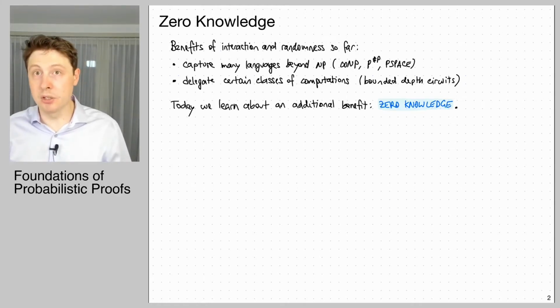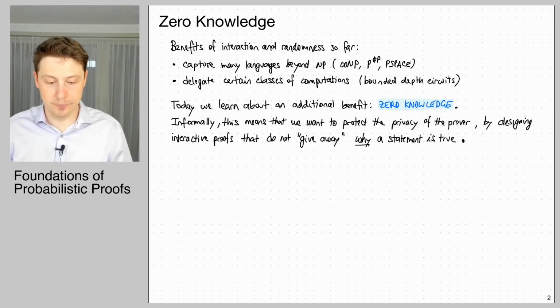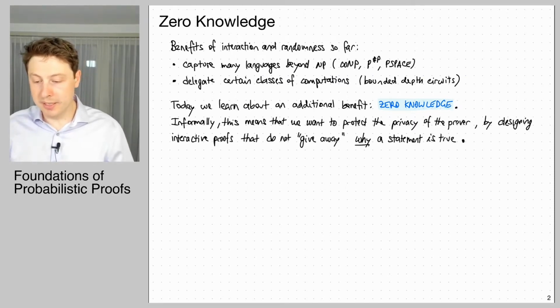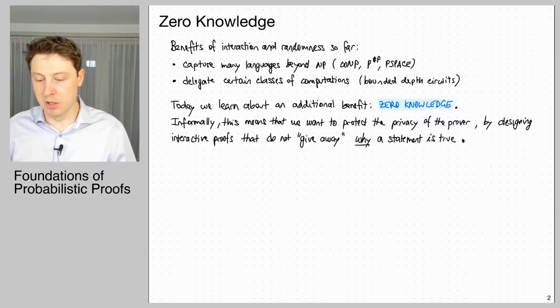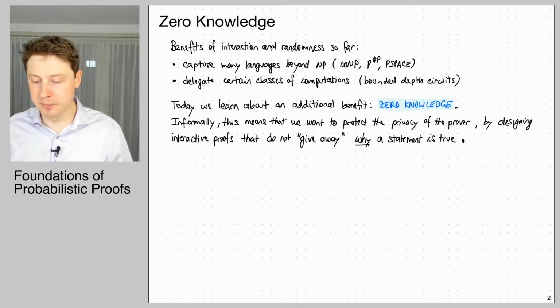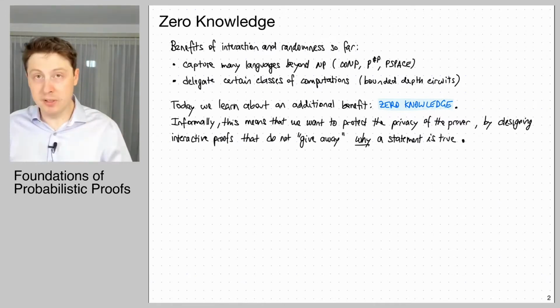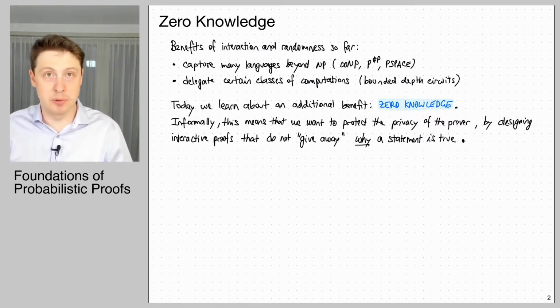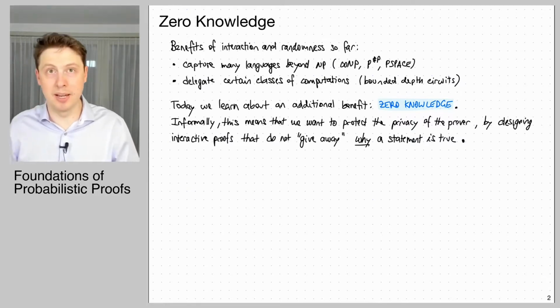Today we learn about an additional benefit, which is zero knowledge. Informally, this means that we want to protect the privacy of the prover by designing interactive proofs that do not give away why a statement is true. And remember, the prover is convincing the verifier that some statement is true. So, at minimum, it is solving the computational problem that is associated with it, deciding whether X is in the language or not, and figuring out that answer may involve coming up with some important information about why X really is in L or not. And zero knowledge is about protecting this additional information.